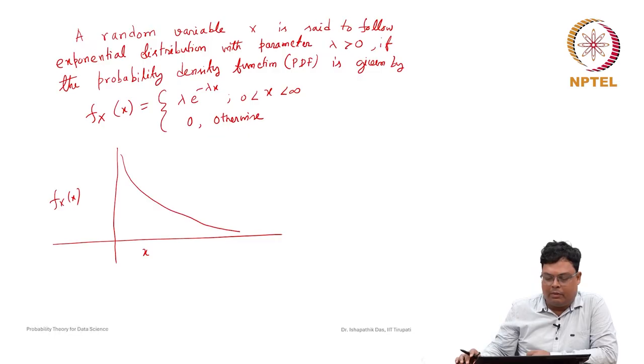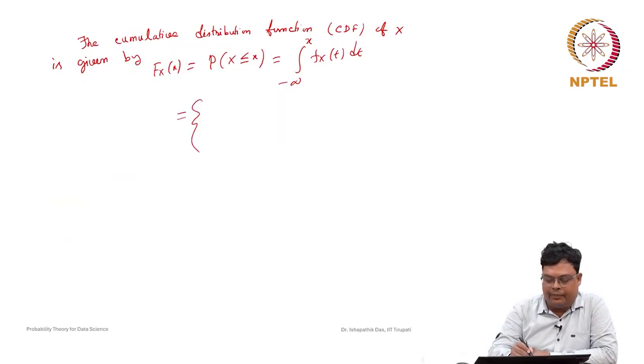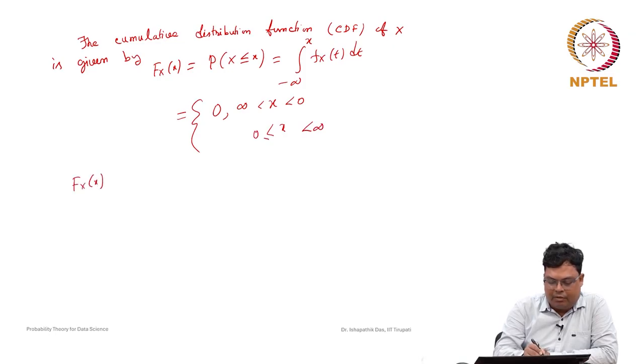Now, whenever you are integrating, you can see that the density is non-zero only for positive values. So the area under the curve when x is less than 0 will be 0. So, this is equal to 0 whenever x is less than 0. Now, whenever x is greater than or equal to 0, less than infinity, the density is non-zero. At x equal to 0 it will be 0, so in both cases we can see that. So F of x is the probability X less than or equal to x, which is the integral from minus infinity to x.